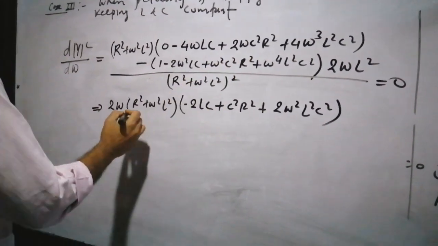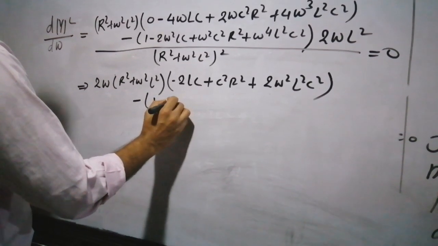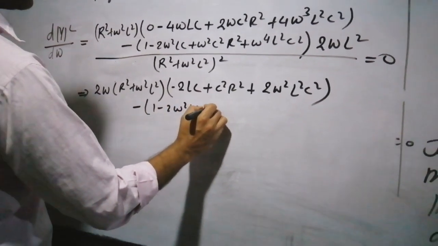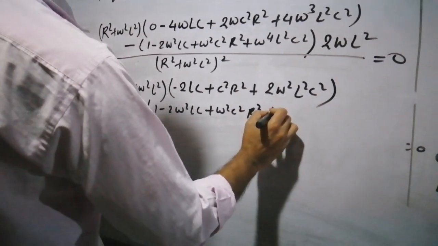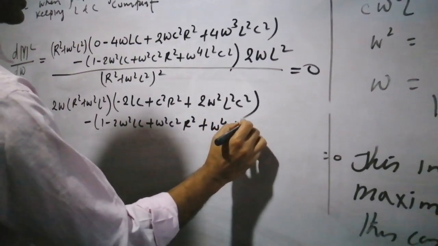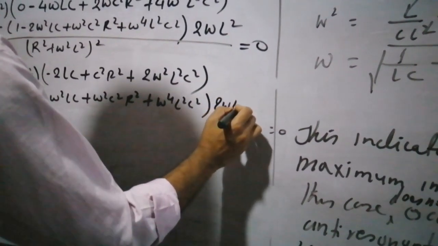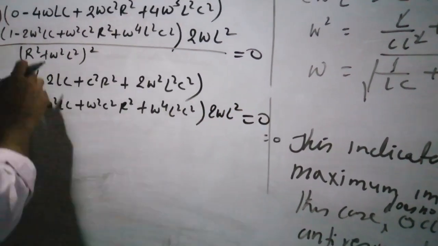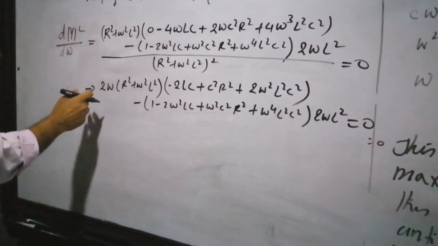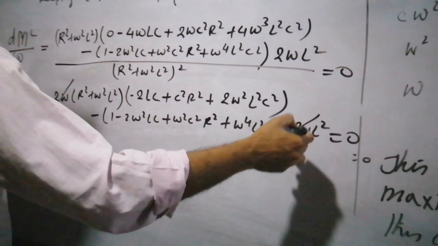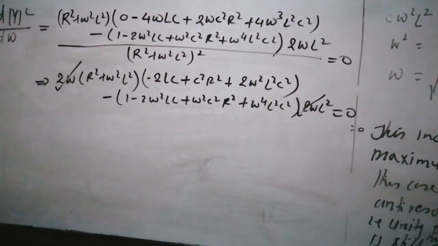And in this, I have to copy it by the way, so this I copy, 1 minus 2 omega square LC plus omega square C square R square plus omega 4 L square C square, and this 2 omega L square equals to 0. Denominator multiplied that side becomes 0, okay. And so next you can see this 2 omega also goes to the other side and becomes 0.